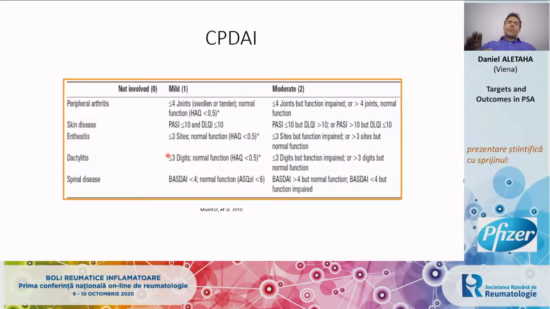And there is another approach. We had the 5 out of 7, we had the DAS-like, and we have another approach where you simply look at 5 domains, and you can categorize each domain in essentially not involved, mild, or moderately involved.